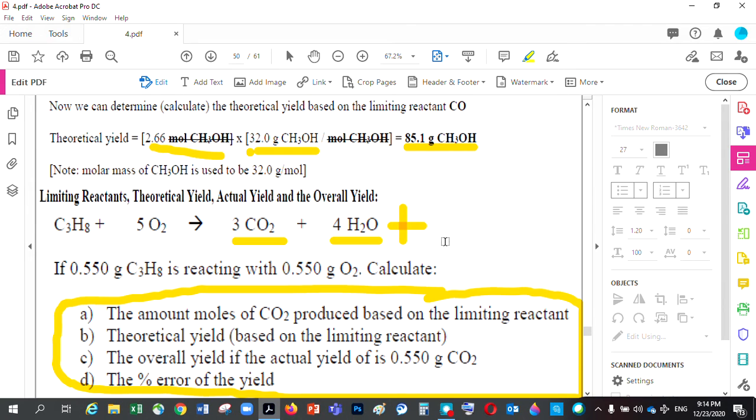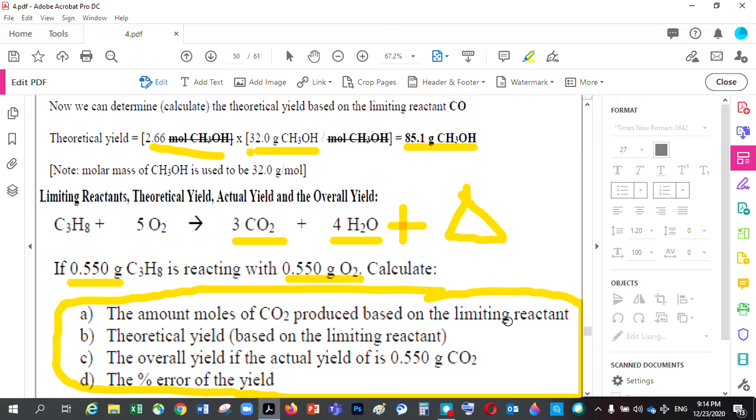The heat will be just a triangle here. So let me just put the triangle. That's the heat plus heat. So now if I use 0.550 gram propane with 0.55 gram of oxygen, we have to calculate the amount of CO2 produced based on the limiting reactant.